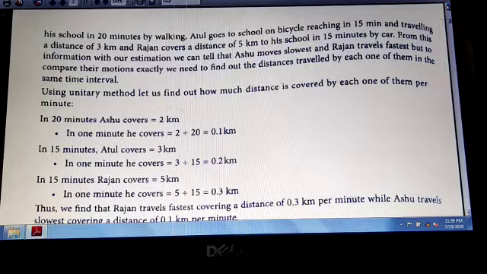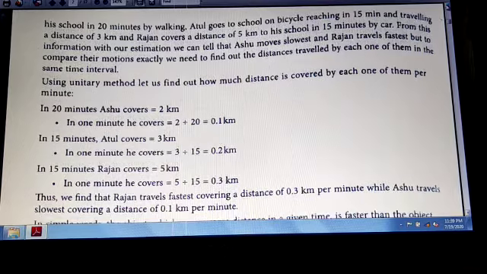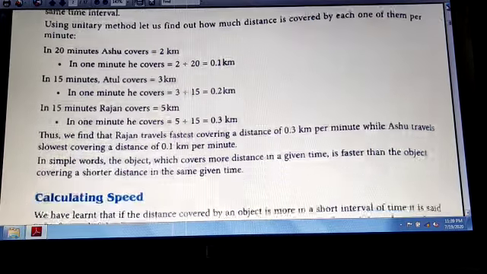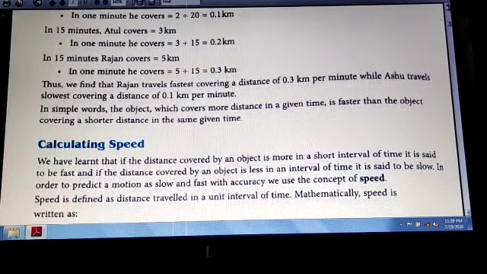So Atul covers a distance of 3 kilometers in 15 minutes. So in 1 minute he will cover 0.2 kilometer. Now in 15 minutes Rajan covers 5 kilometer. So in 1 minute he will cover 5 divided by 15, that is 0.3 kilometer. So this calculation is very easy, you can do it. So we'll find that Rajan travels fastest covering a distance of 0.3 kilometer per minute.